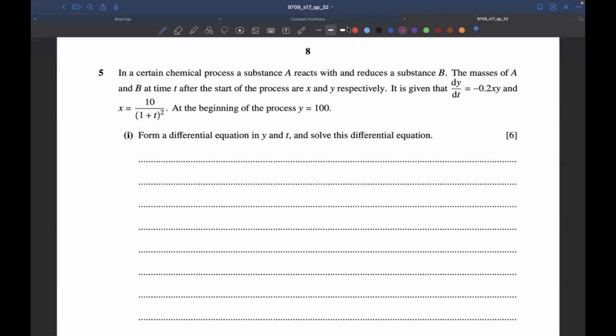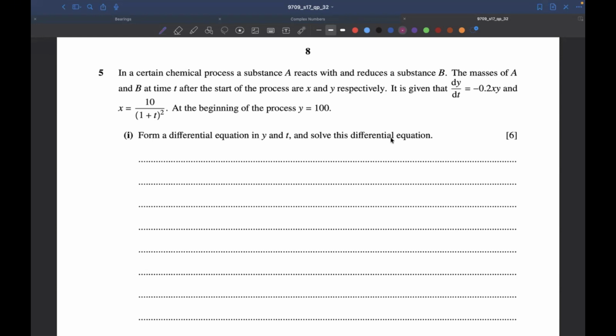In question 5, it says in a certain chemical process, a substance A reacts with and reduces a substance B. The masses of A and B at time t at the start of the process are x and y. It is given that dy by dt and x is equals to 10 upon 1 plus t squared. At the beginning of the process, y is equals to 100. We have to form a differential equation in y and t and solve this differential equation.